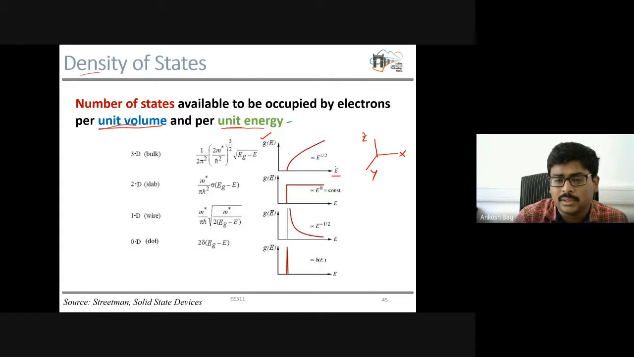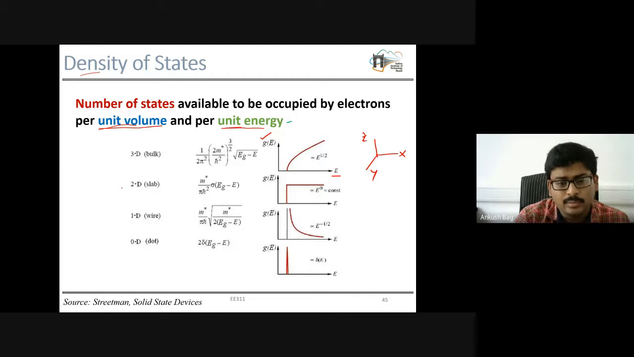So how this density of states, or the number of available states for your electrons to occupy as well as for your holes to be counted, changes with the energy will be different. That means this dependence of density of states on energy is different considering the dimension of the semiconductor. Now, the majority of the discussion in this E311 will cover only the 3D semiconductor. That means the semiconductor devices we discuss have X, Y, and Z.